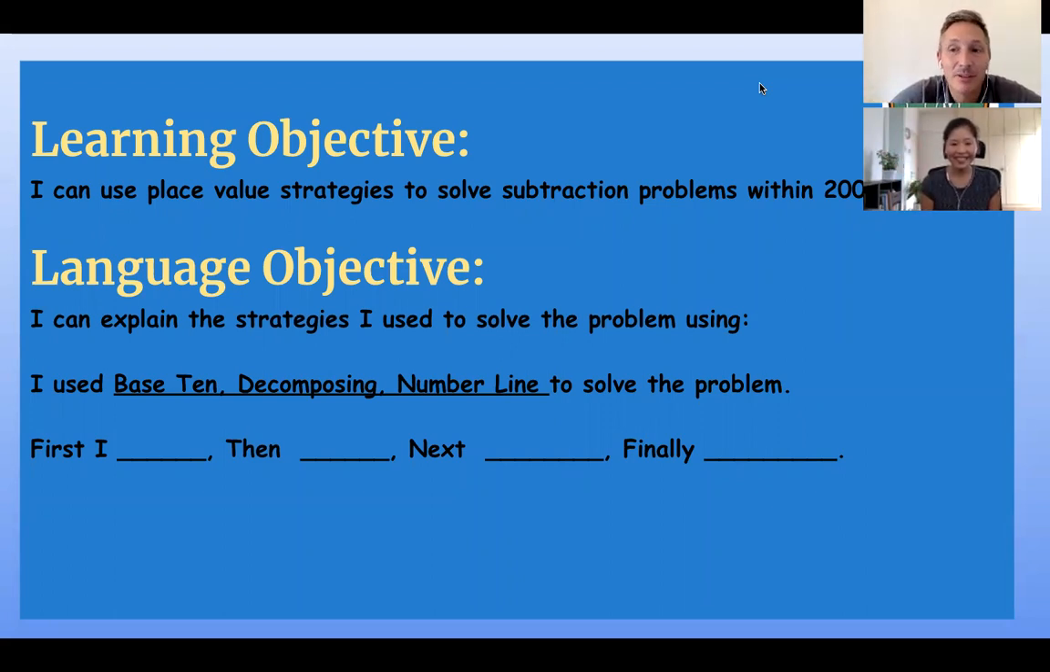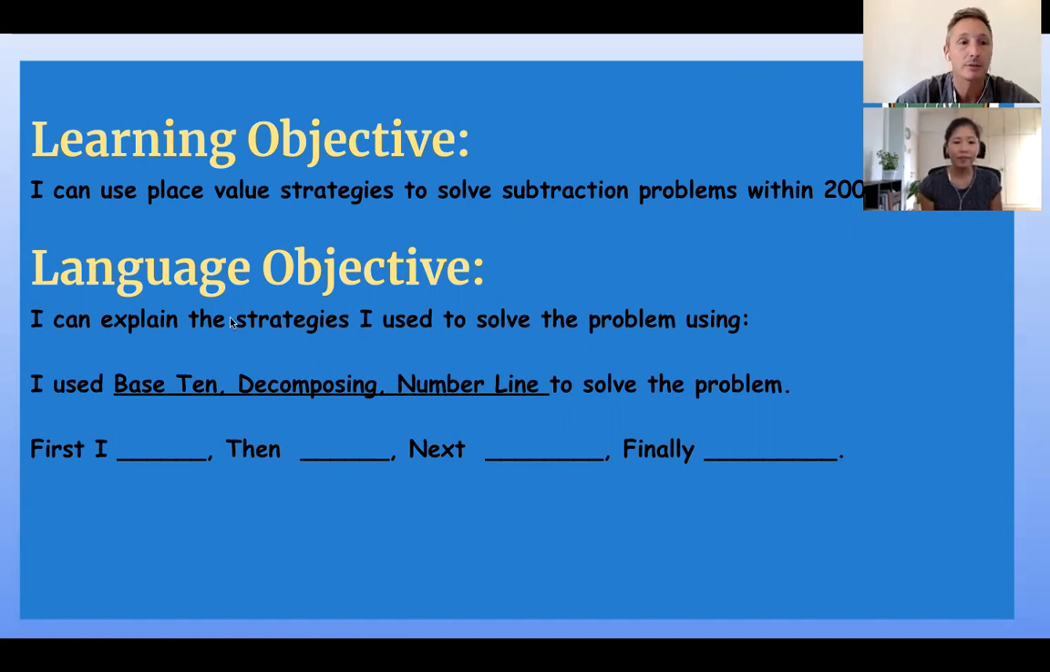And today we're going to be practicing our subtraction problems. Last week we've been doing some math using our addition, and this week we're going to be looking at subtraction. So your learning objective here is: I can use place value strategies to solve subtraction problems within 200.